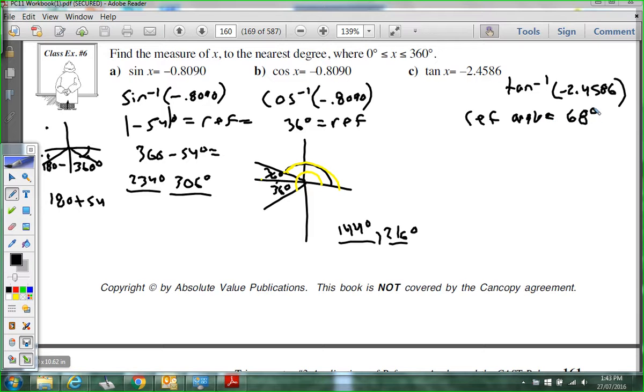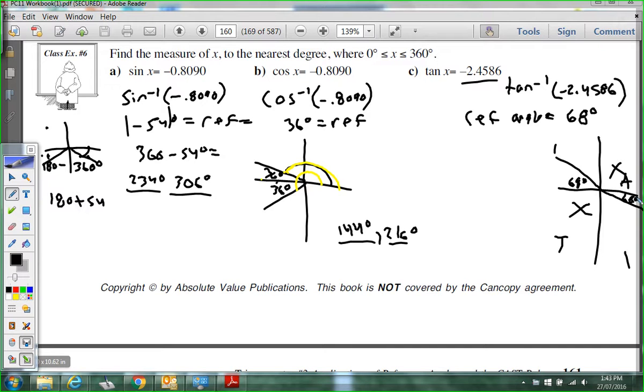Okay, tan's negative. So where is tan negative? Tan is negative here and here, because here's A, all is positive, and here's T. So it's not going to be in these two. So 68. We're going to have a reference angle of 68 here, and a reference angle of 68 here. Well, that's not very to scale, but that's okay.